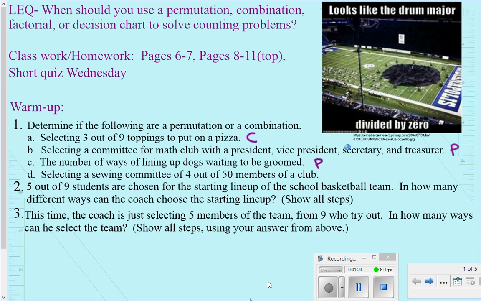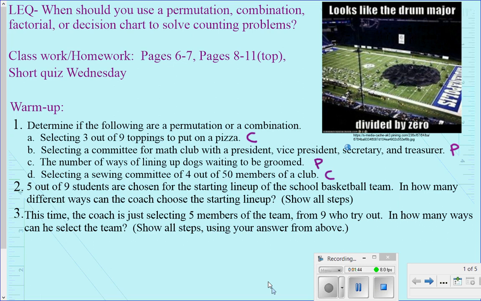D, selecting a sewing committee of 4 out of 50 members of a club. They're just on a committee. They're not being put into specific offices. Therefore, that's a combination. The order doesn't matter. Number 2, 5 out of 9 students are chosen for the starting lineup of the school basketball team. In how many different ways can the coach choose the starting lineup?